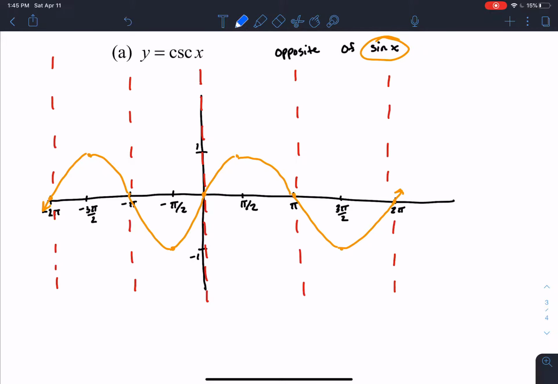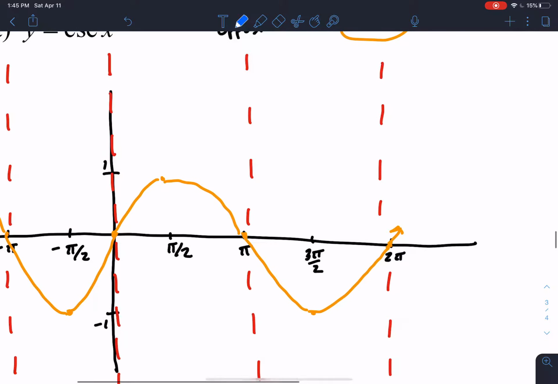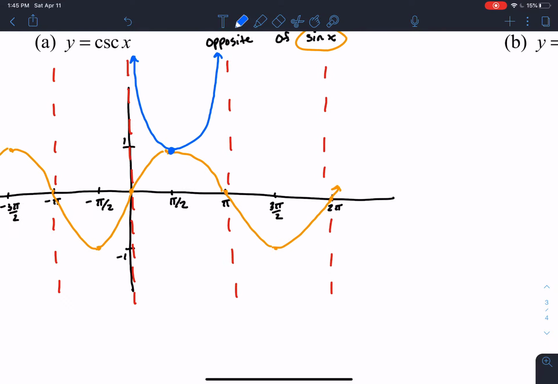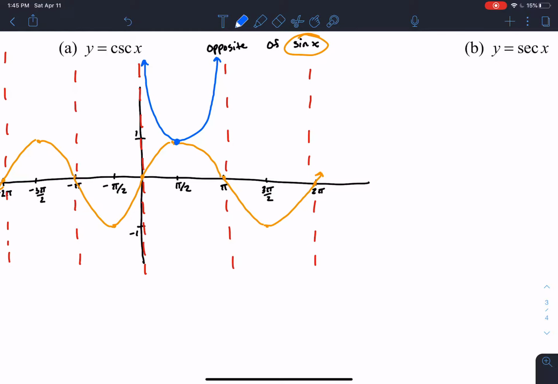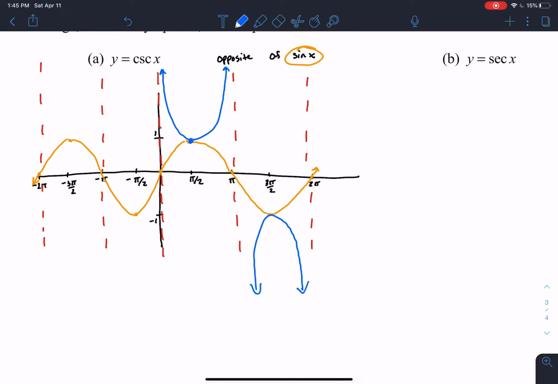And then to draw the graph, if you see this high point here at pi over 2, cosecant starts up at the top. It's going to come down, go to that, and then come back up. So it falls in between where the asymptotes are. And the other side comes up to where negative 1 is and then comes back down. So that's one cycle of cosecant.